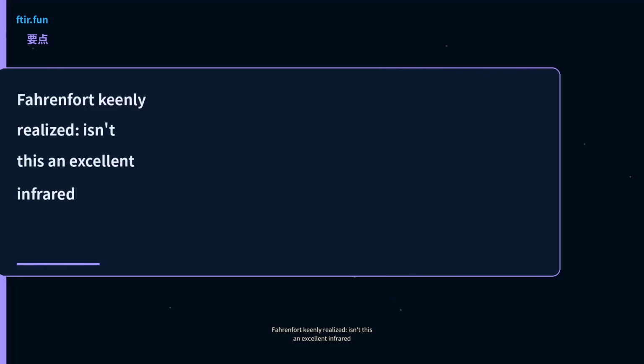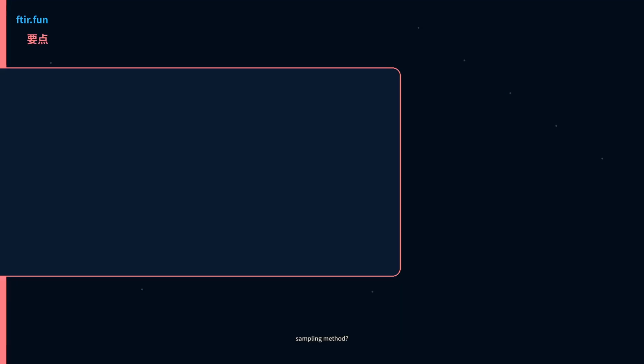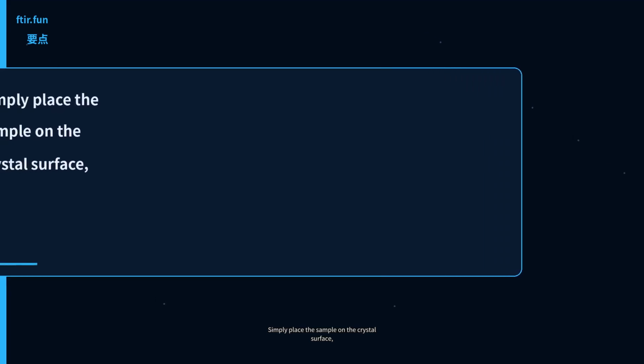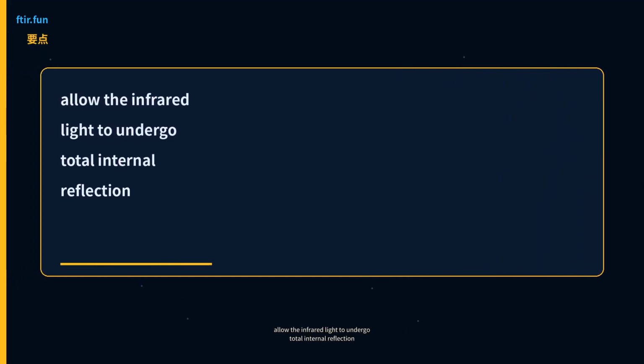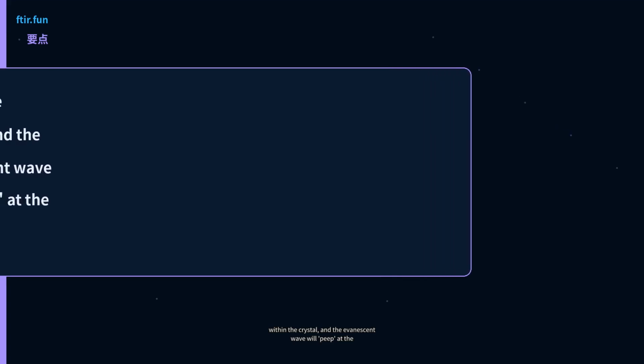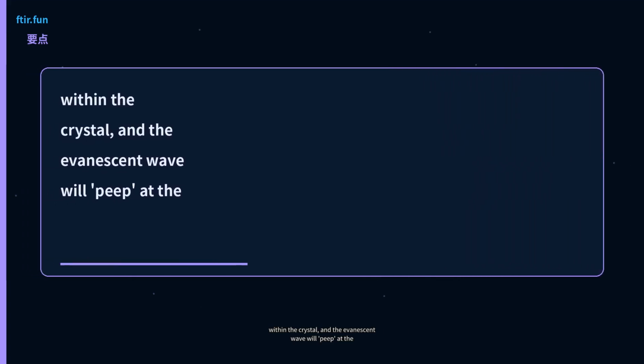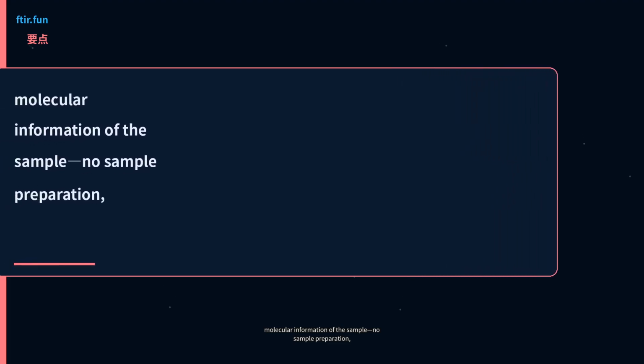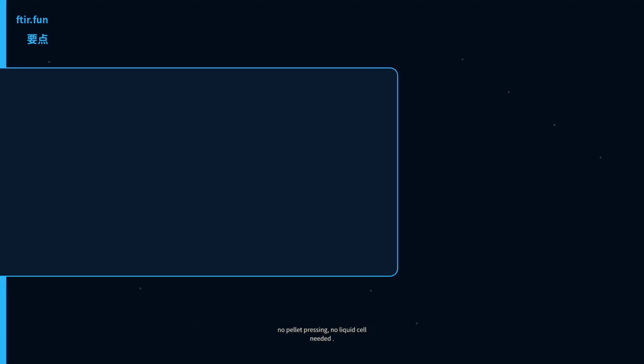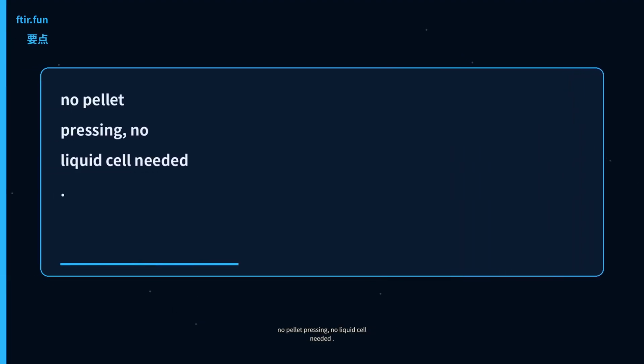Fahrenfort keenly realized, isn't this an excellent infrared sampling method? Simply place the sample on the crystal surface, allow the infrared light to undergo total internal reflection within the crystal, and the evanescent wave will peep at the molecular information of the sample. No sample preparation, no pellet pressing, no liquid cell needed.